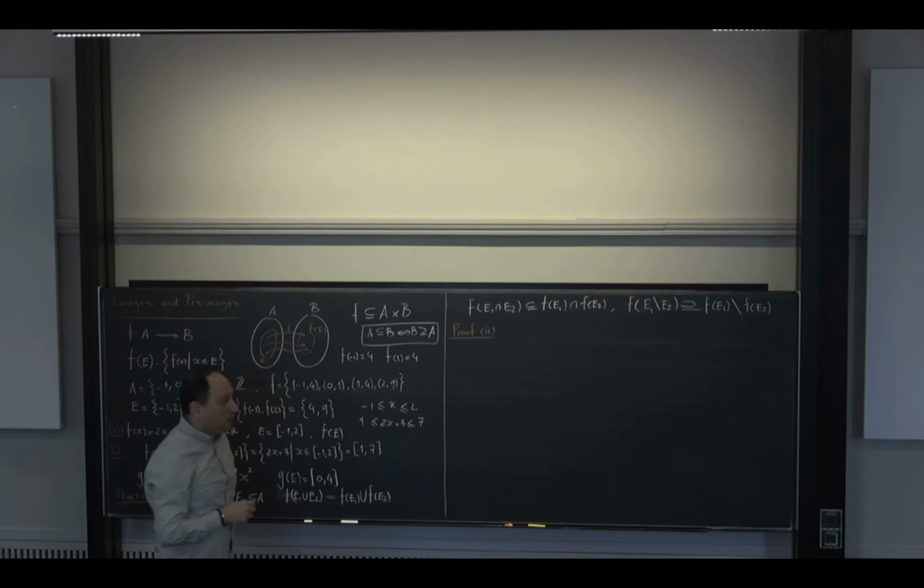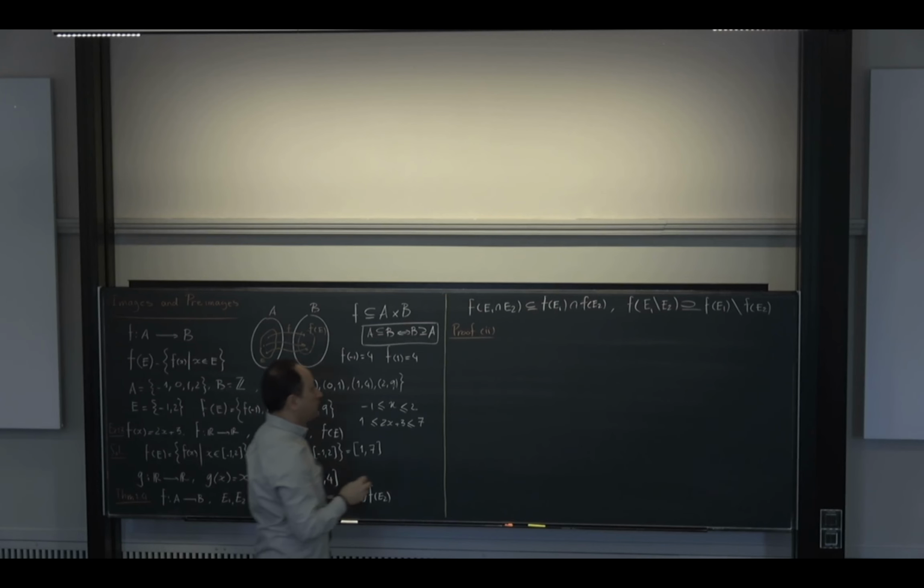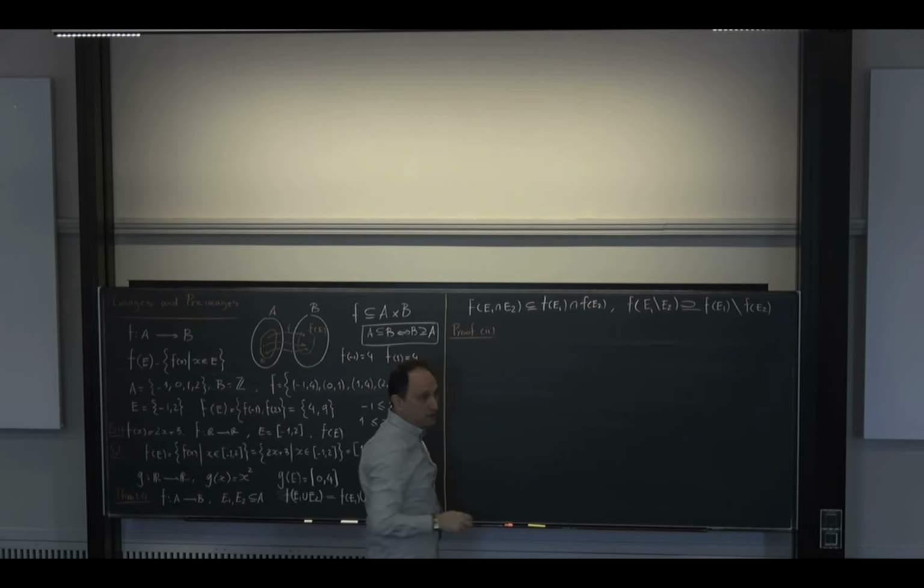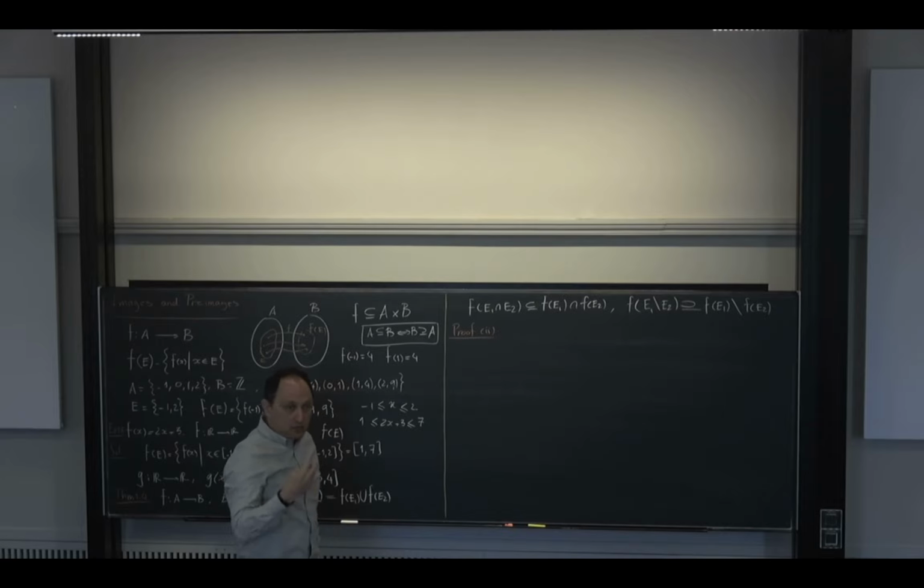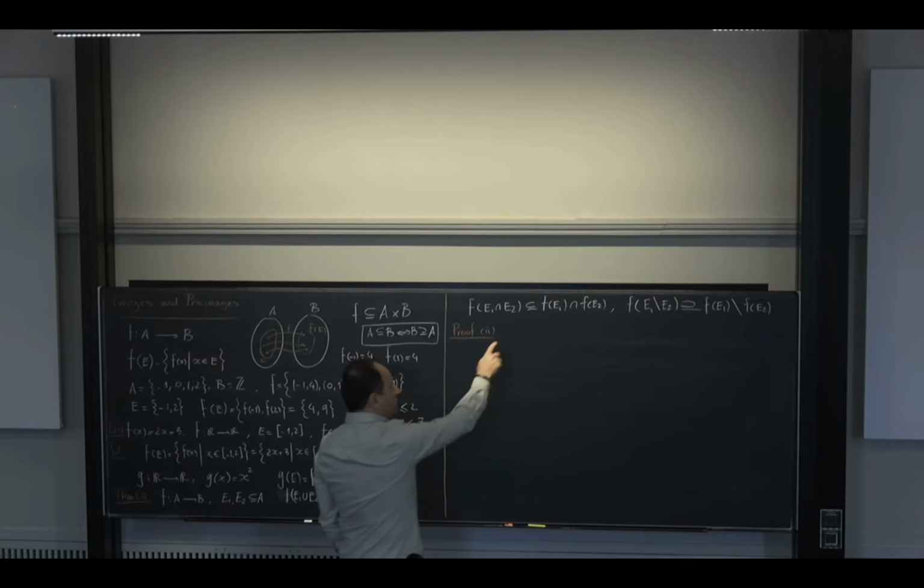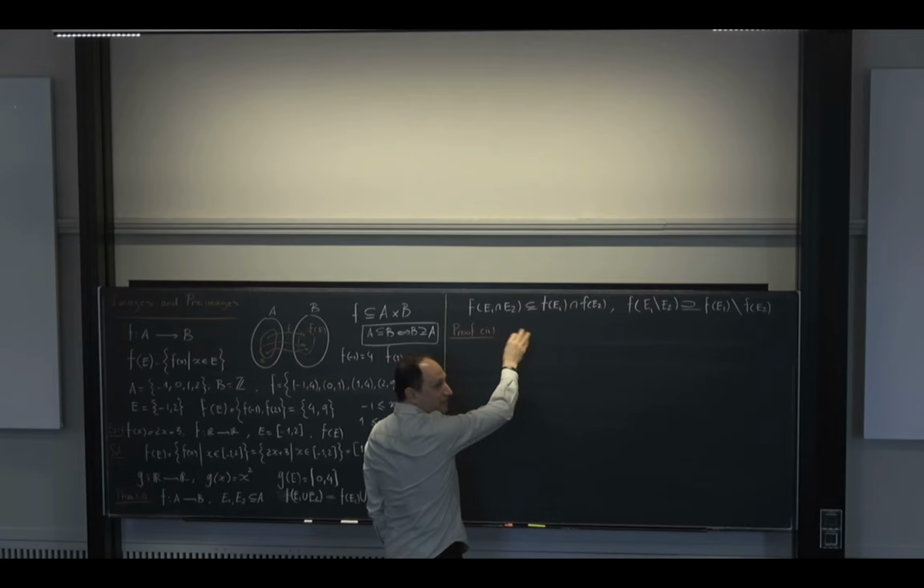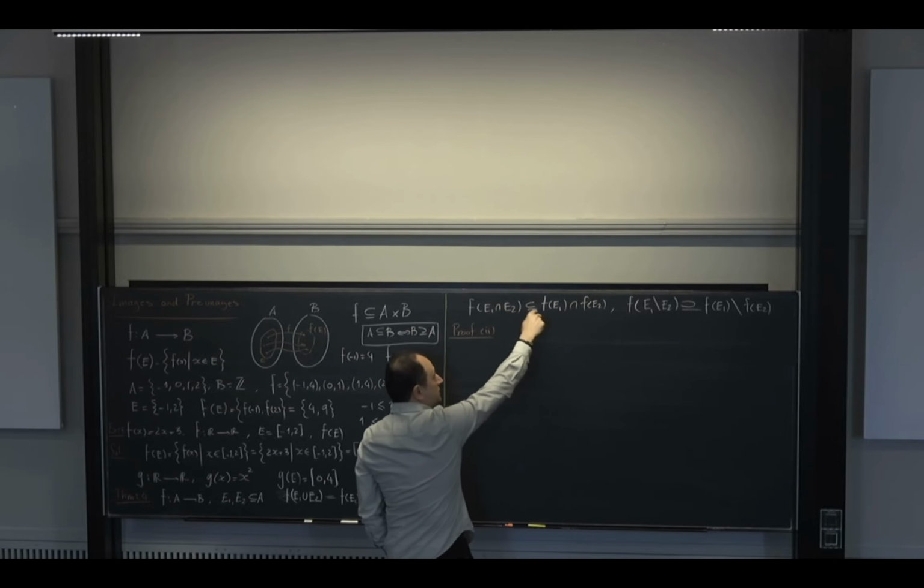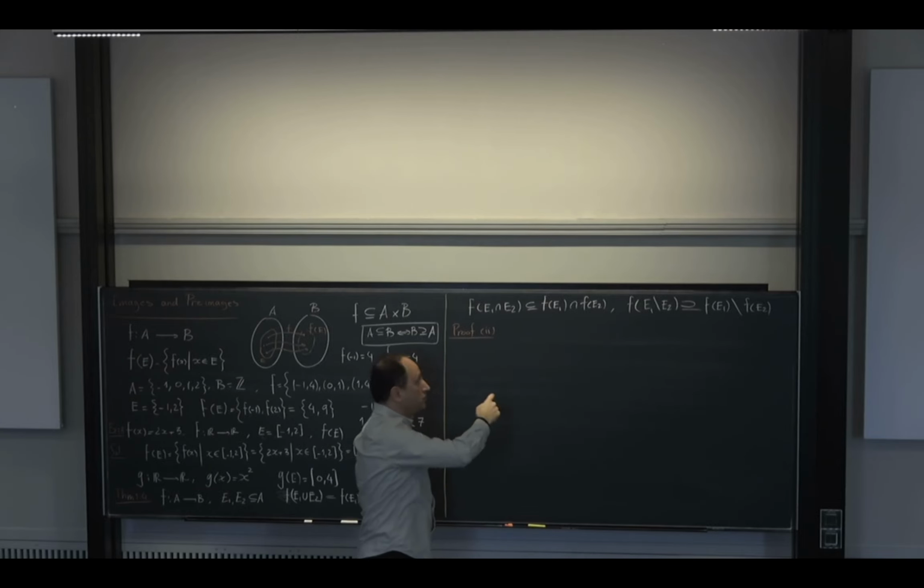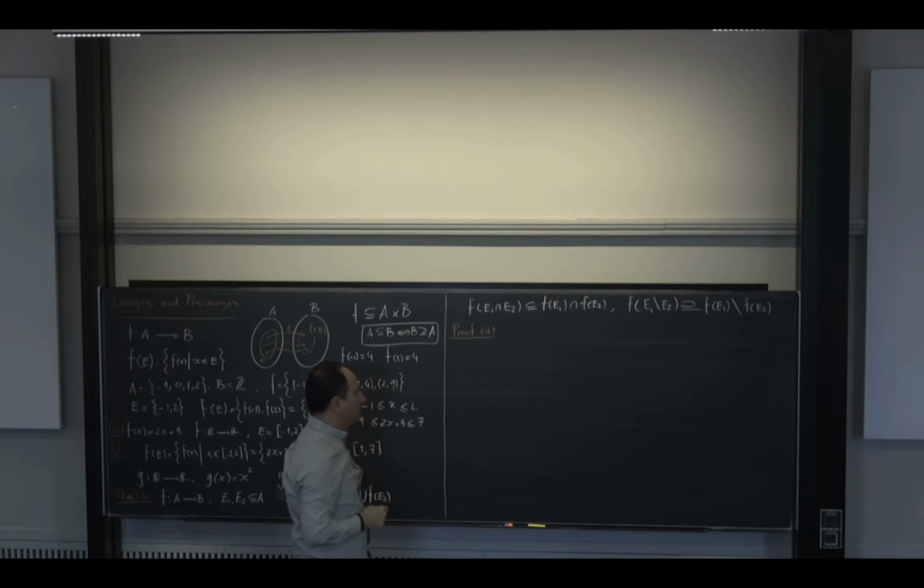Okay? So, how can we prove part 2? We want to prove this. Again, you want to prove an inclusion at the level of sets. This is a set, that's also a set. You want to show that one is the subset of the other one.